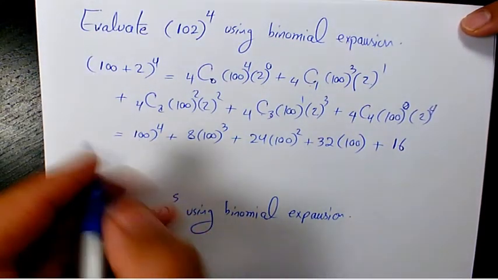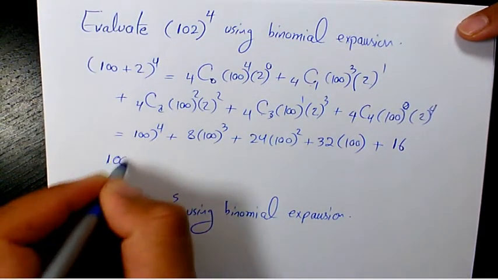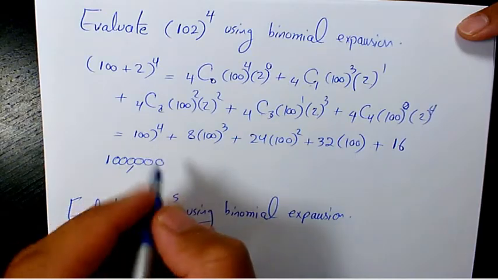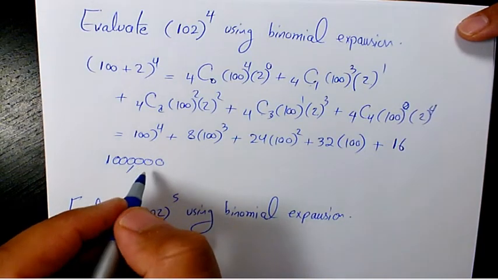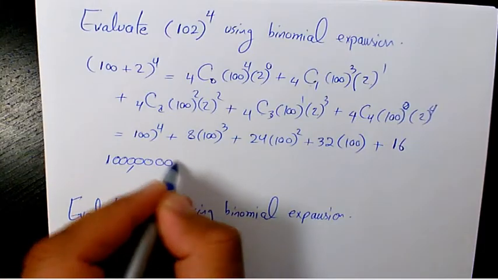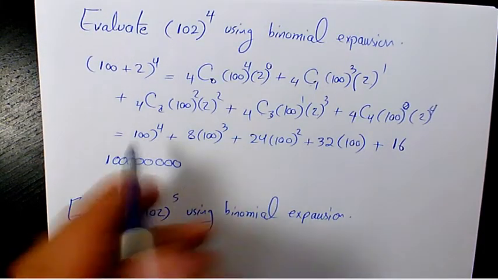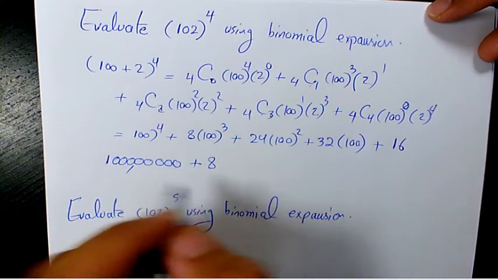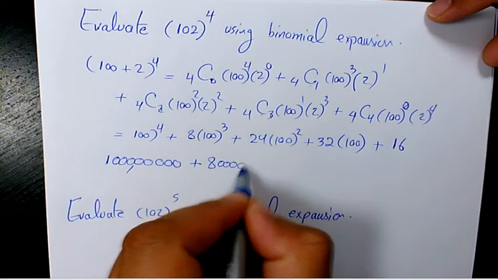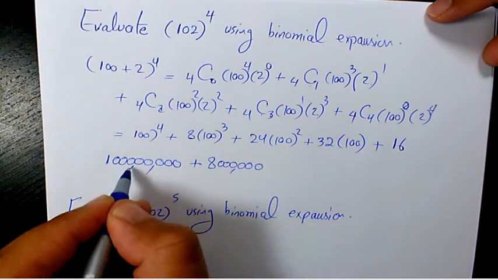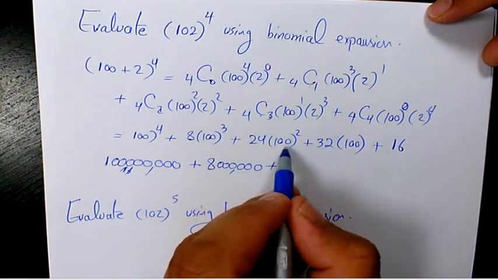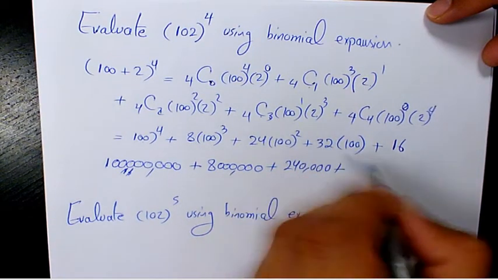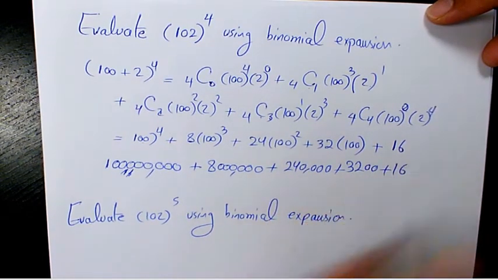So 100 to the power of 4 will be 1 followed by eight zeros, which is 100 million. Next one, you have 2 more zeros because 2 times 4 is 8, plus this one, 100 to the power of 3 is a million, so 8 million. And this one is 100 million, plus 100 to the power of 2 is 10,000. 10,000 times 24 is 240,000. That's 3,200 plus 16.